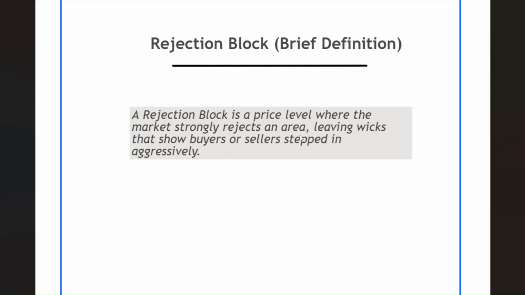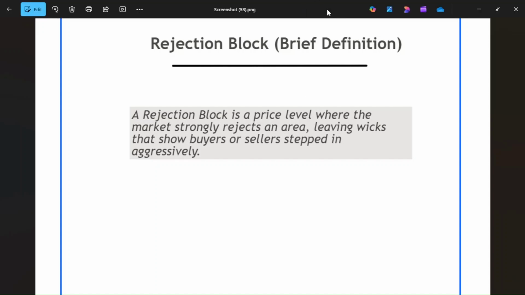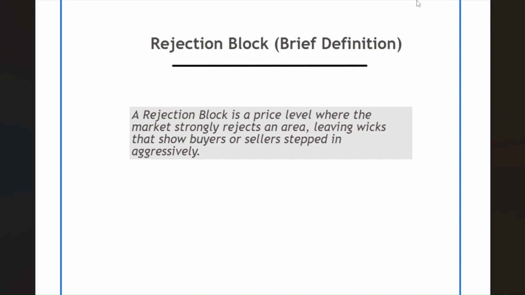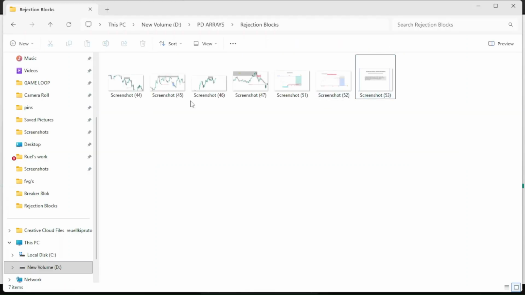It's a price level where the market strongly rejects an important area, leaving wicks that show buyers or sellers stepped in aggressively. Okay, huge momentum got into the market during that time. Institutions got in from a key level point, basically. So let's see some examples of real charts of rejection blocks.